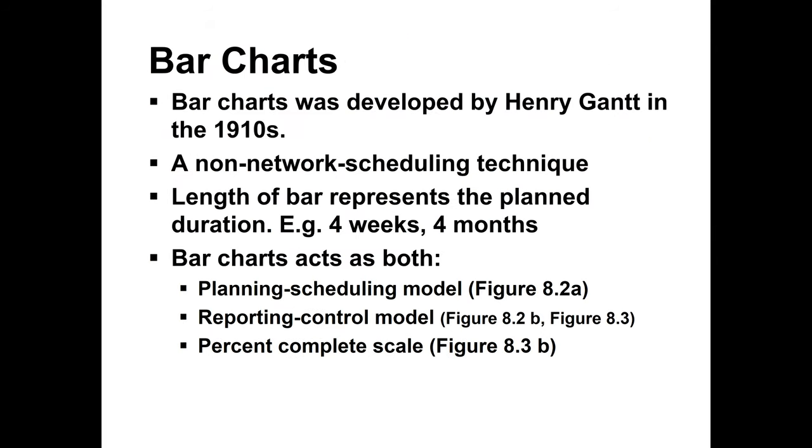So now, there are a number of types of scheduling we use. One is what we call a bar chart. A bar chart was developed by Henry Gantt in 1910. So the first time this scientist, Henry Gantt, developed the bar chart. That's why sometimes people call it a bar chart or Gantt chart. A bar chart is a non-network scheduling technique.